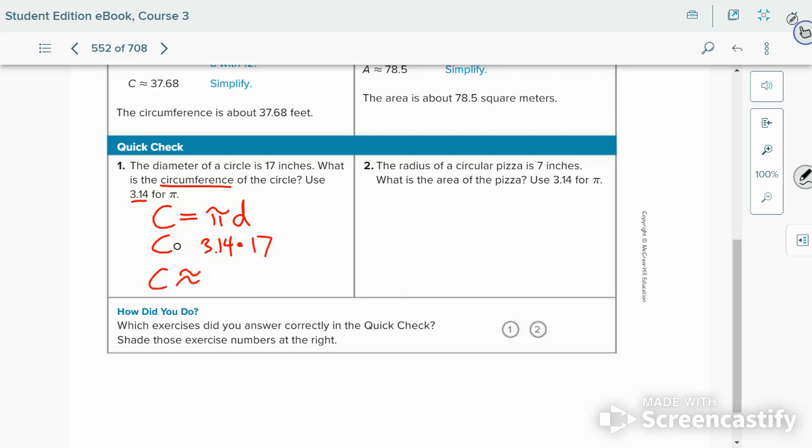Now, I should change to approximately here because we're not using exactly pi, we're using an approximation, 3.14. Here we have 53.38. It doesn't say to round, so we'll just leave that. If it is a length that we're talking about using, then we will just do regular units, so that's going to be inches around the outside of that circle.